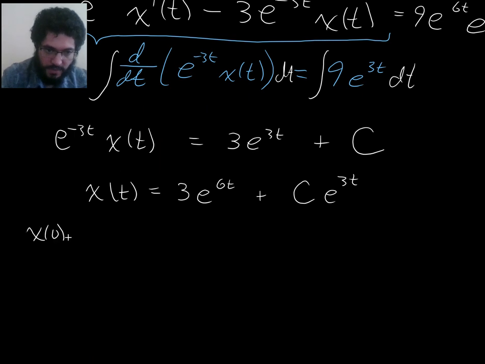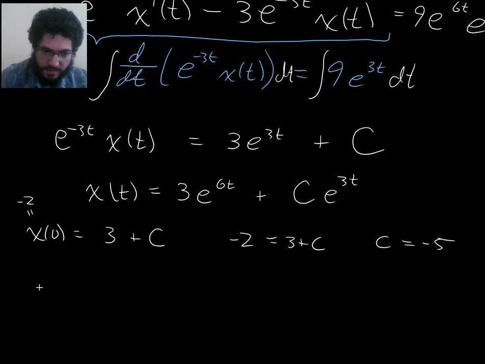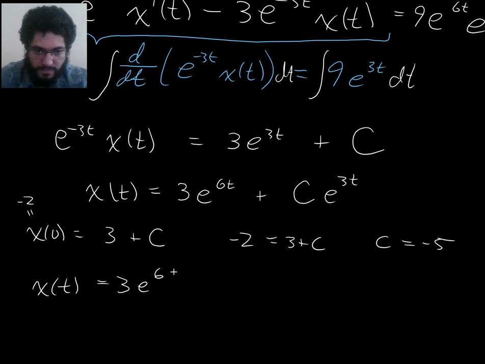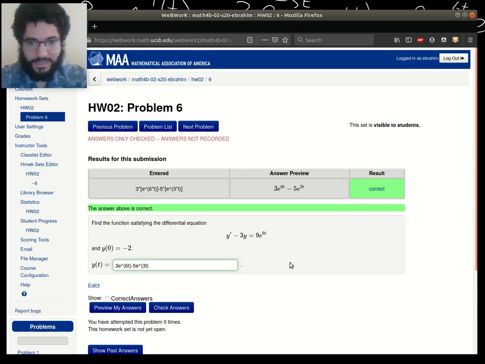So here I have x of 0 equals 3 plus c, and I want to set that equal to minus 2. So I have minus 2 equals 3 plus c, so c equals minus 5. So my final particular solution that satisfies the initial value problem is that. Let me just check. Good, it worked.